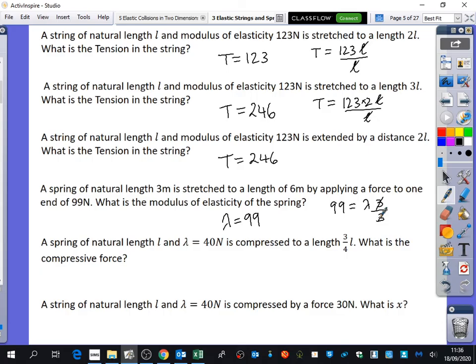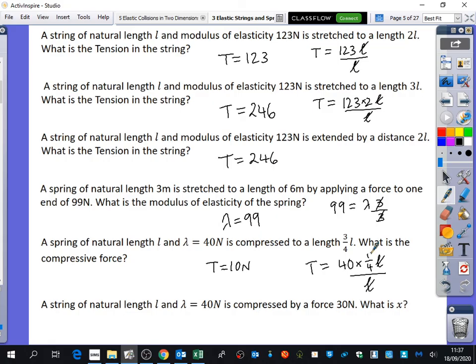Yeah, from the common sense of this, the compressive force is going to be 10 newtons because if it was to compress to its zero length, that would be what the modulus of elasticity is, but it's only being compressed from L to 3/4 L, so the compression is 1/4 L. I find that one just a bit harder. So I would say that the tension is equal to lambda. The compression is 1/4 L, and the original length was L. So you've got 40 times 1/4, which is just obviously going to be 10.